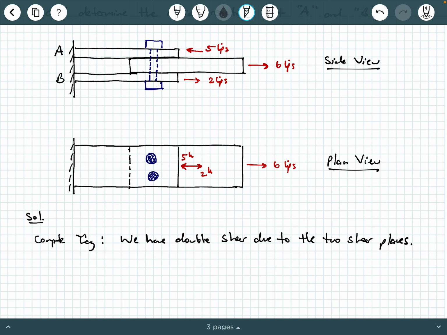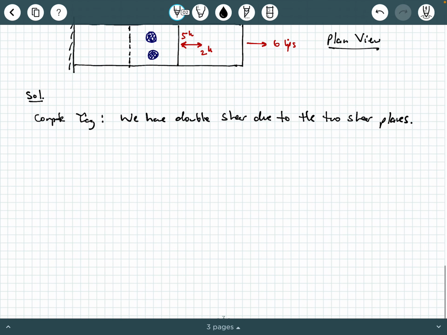So the 5 and the 2 kips will never actually go through the bolt in a slicing manner. Only the 6 kips will cause a slicing effect through that bolt. So let's go ahead and tackle this.